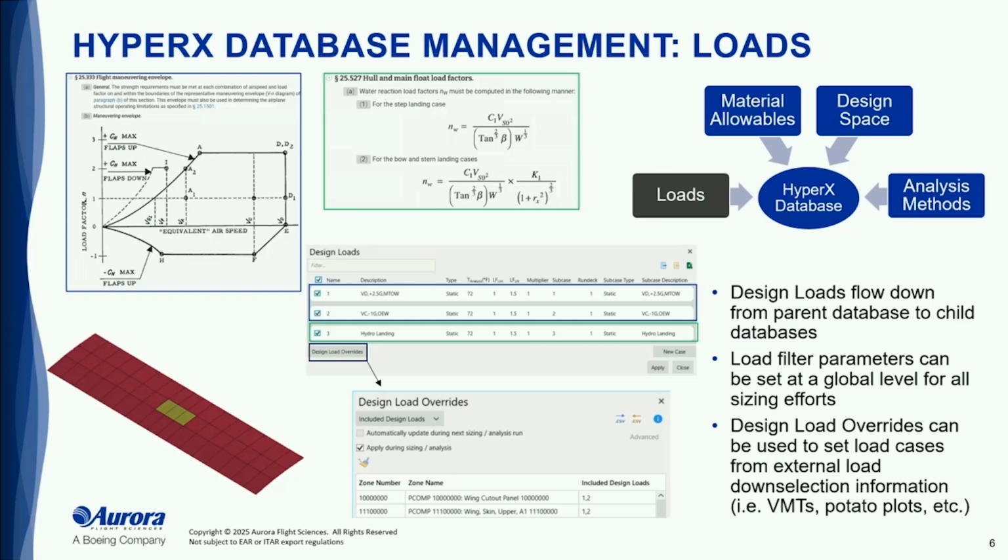Other things like external tools and scripting can also help down select through your criteria reports, any potato plots that you get along the process, and any shear moment diagrams to help really control what material is there and leverage smart sizing techniques to reduce processing time.